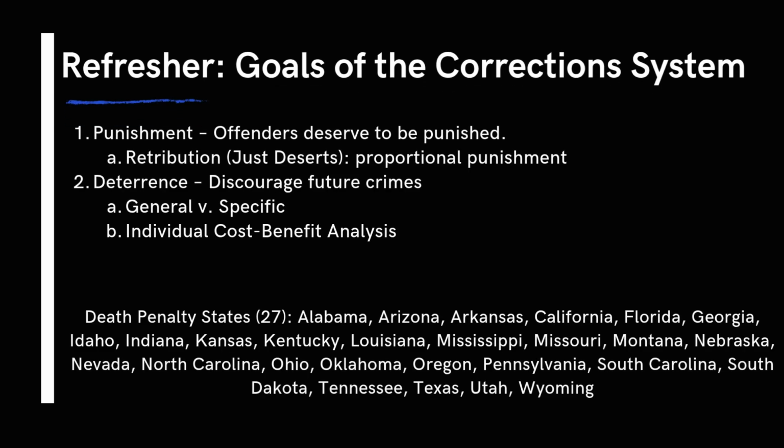The second theory is deterrence. The thought is that we will stop people from committing crime in the future with the threat of punishment. There is a general deterrence component that aims to dissuade the broader public from committing crimes, and a specific deterrence component that aims to dissuade an offender from reoffending in the future.